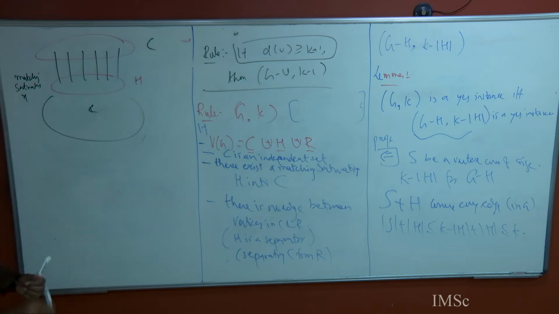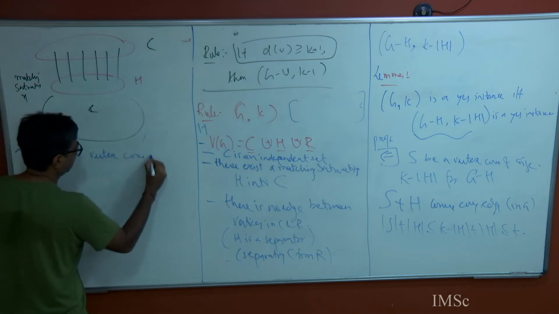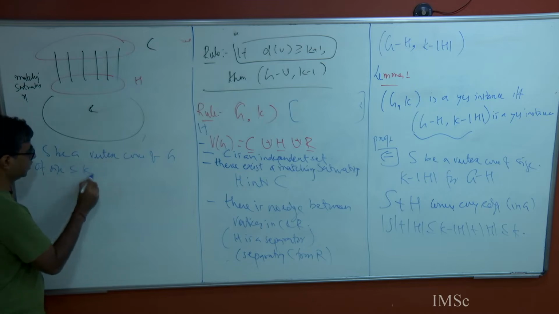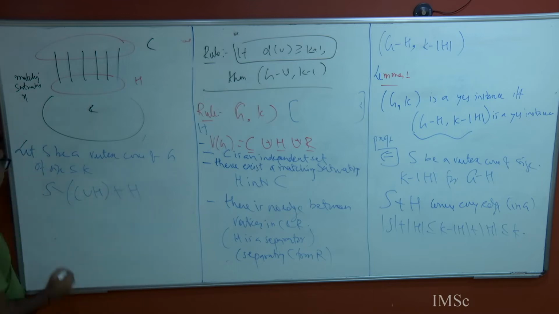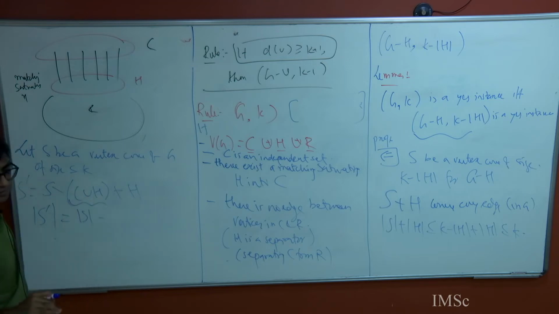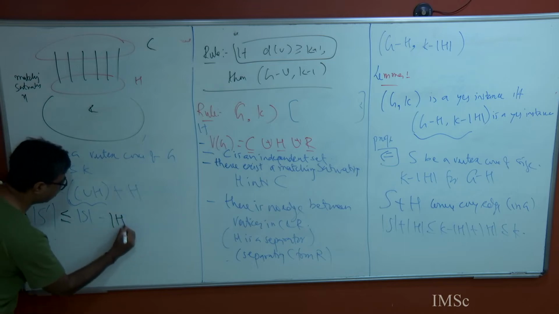So let's start. Let S be a vertex cover of G of size at most k. Now let S prime equal S minus C union H, plus H. First, what is the size of S prime? How many vertices will you remove from S in C union H? S prime is upper bounded by how much?